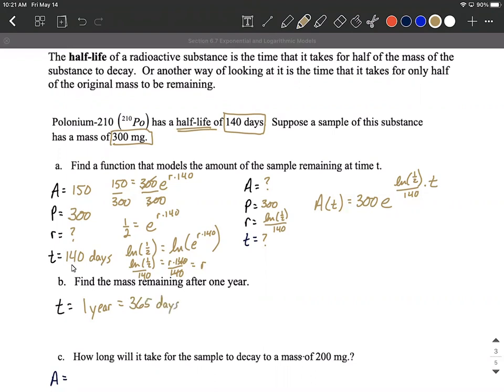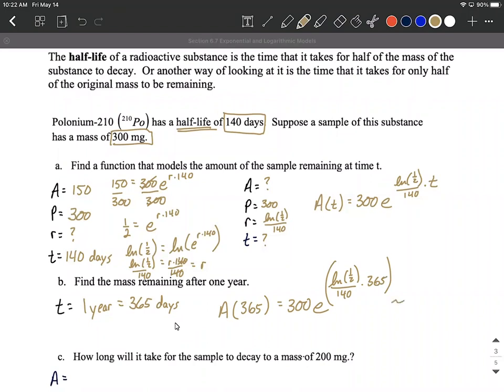You want to stay consistent on your units. So when time was given in days initially, we want to keep it in days as we plug in throughout the rest. So let's just plug into our formula we just created. So we can say T of 365 equals 300 e raised to the natural log of 1/2 divided by 140 multiplied by 365. And again, a big set of parentheses around that entire exponent sometimes is helpful as far as getting to the right answer without making any mistakes along the way.